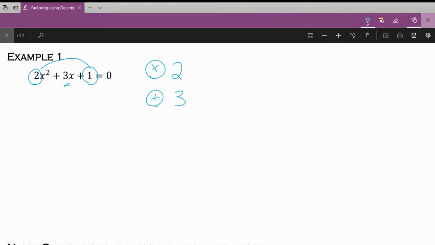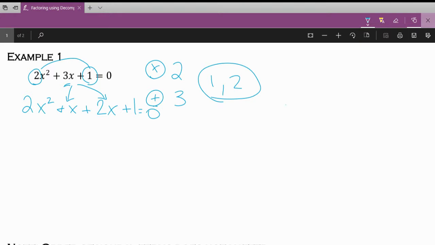So this is a simple one. Numbers that multiply to 2, our only options are 1 and 2. And those two numbers also add to 3. So we're going to take those two numbers and break down that middle term. It will look like this: 2x squared plus x plus 2x plus 1 equals 0. So this 3x has been broken down into x plus 2x.